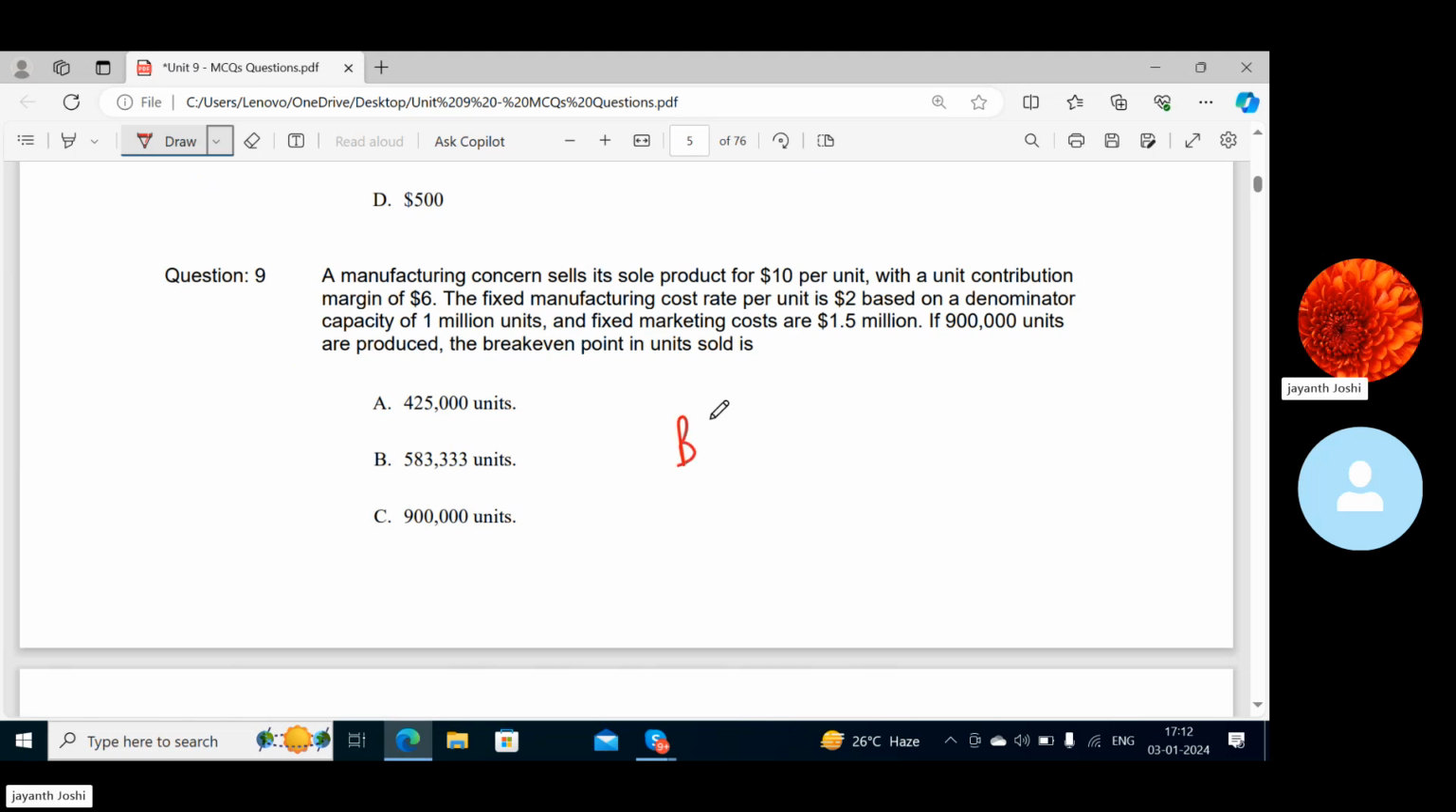They're asking BEP, which is nothing but fixed cost by contribution, right? Yes. So this is S minus V, selling price per unit minus variable cost per unit. And fixed cost would be the total value, always that is the case. All right. So now you should be seeing what to do, how to do.